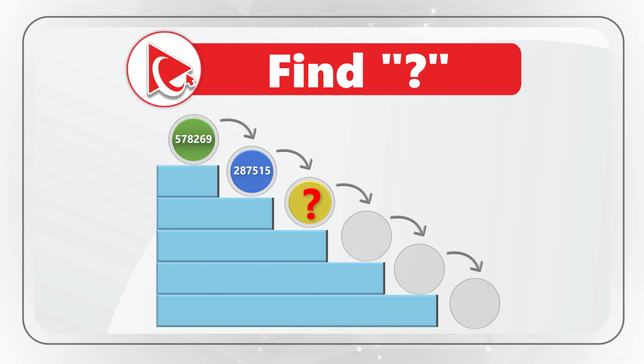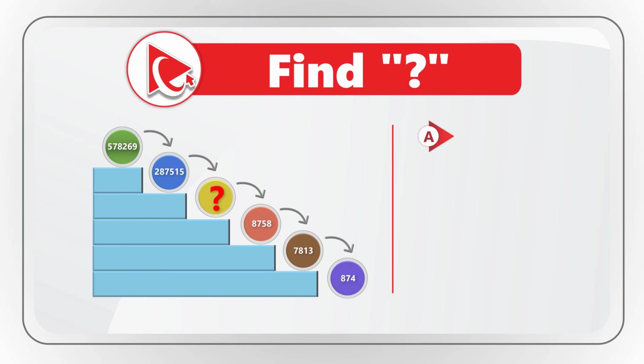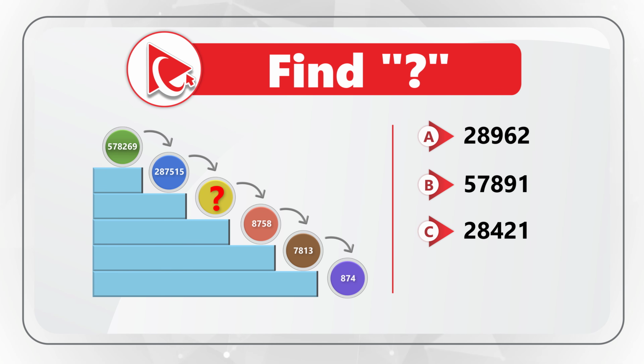As it continues, the numbers we see are 8, 7, 5, 8 in the pink ball. As it rolls, we see the brown ball with the numbers 7, 8, 1, 3. And then as it continues to roll to the last step, it's a purple ball with the numbers 8, 7, 4 inside. We need to calculate the missing number and select out of 4 possible choices. Choice A, 28,962. Choice B, 57,891. Choice C, 28,421. And last but not least, choice D, 57,826.